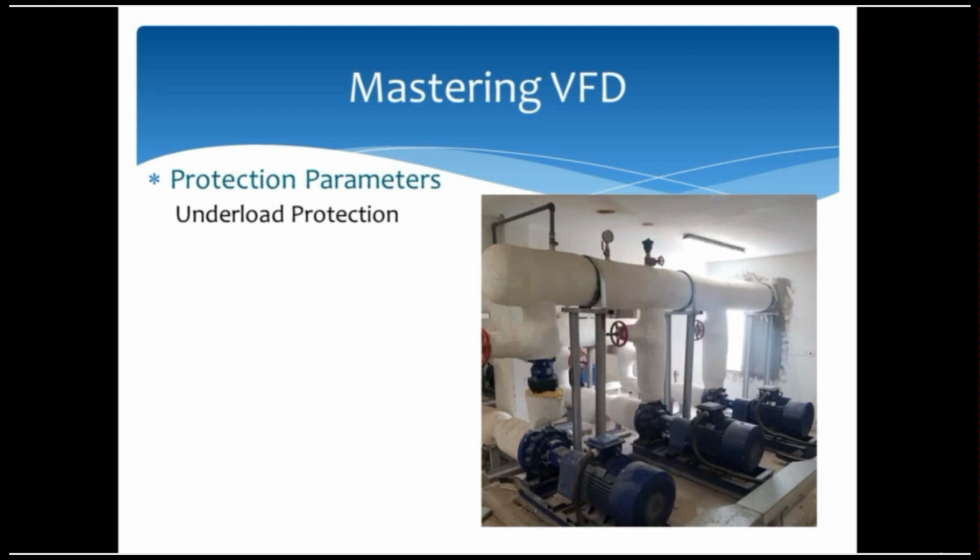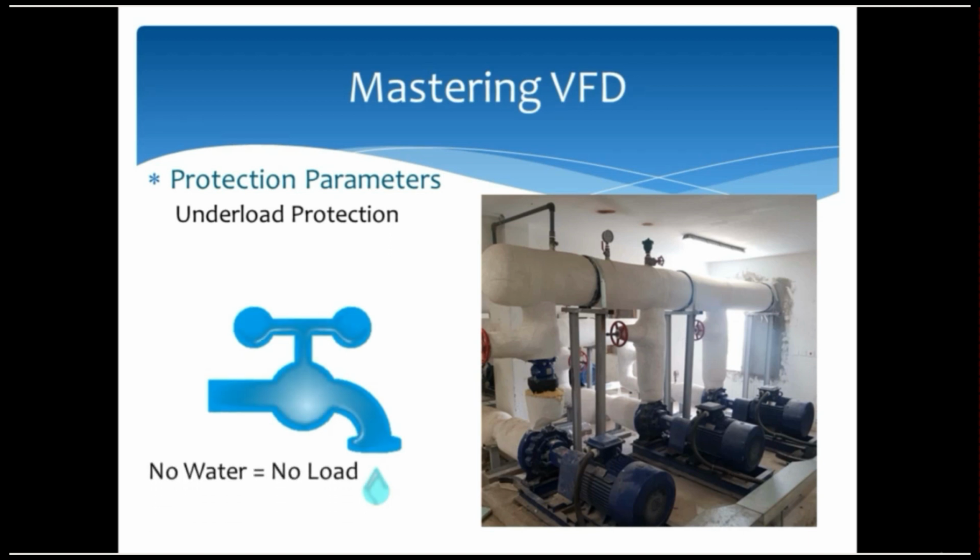Here is the pumping system. Now imagine in the piping system there is some leakage and the pumps are running without water. No water means no load and no load means reduced current. So this reduced current is the indication of no load, and on basis of this underload trip can be triggered, which will give dry run protection.